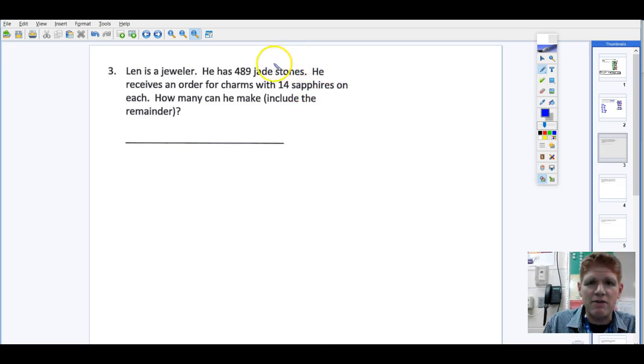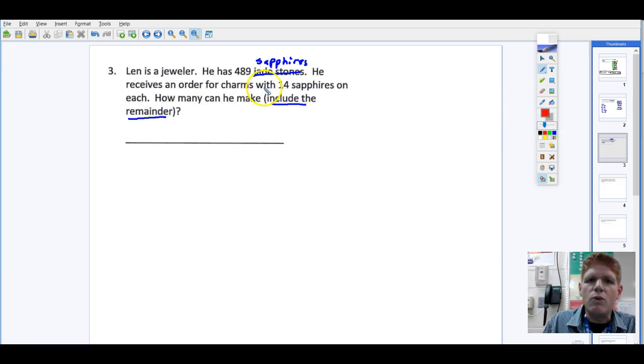So it looks like I have a typo. This should be sapphires. He receives an order for charms with 14 sapphires on each. How many can he make? So we're going to include the remainder on this one. That's important. Include the remainder.